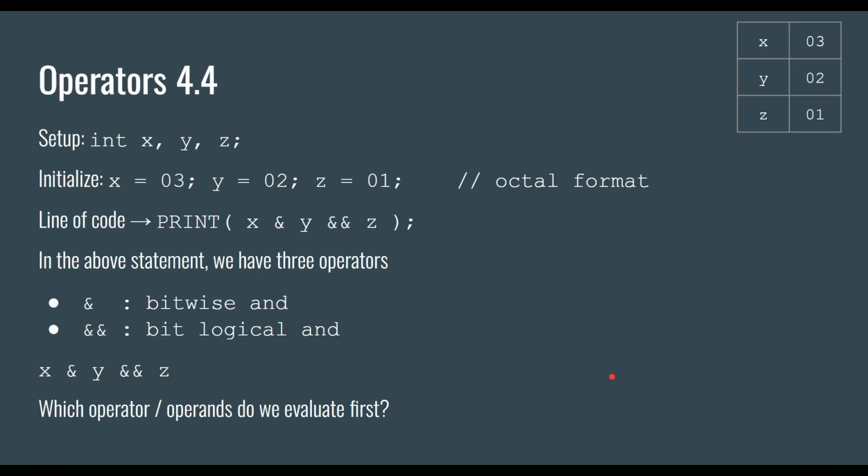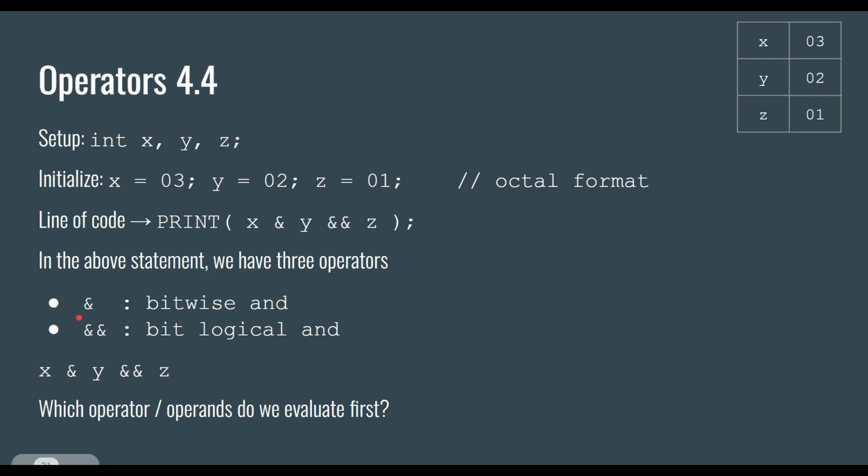Going into operators 4.4 here, again we have the setup. We have three integer variables, x, y, and z, which have been initialized to 3, 2, and 1 respectively. These have not changed from the previous puzzle, therefore they remain intact as their same values. The line of code we're trying to evaluate is the call to the print macro with the expression x & y && z. Both the ampersand and the double ampersand have their respective names and operations.